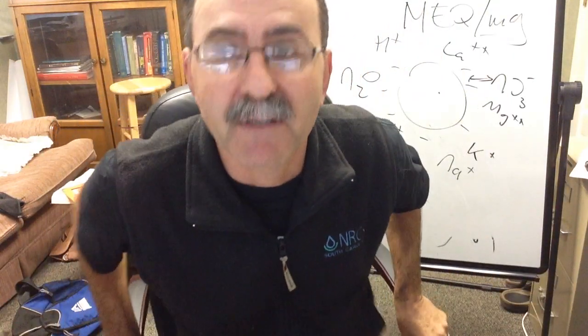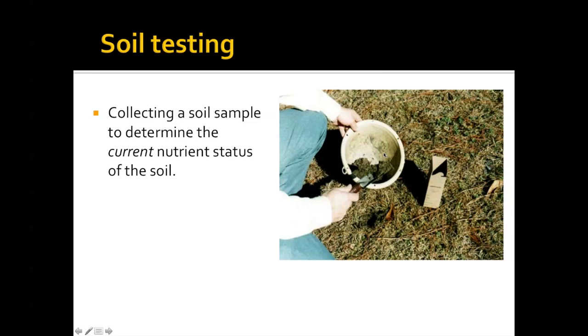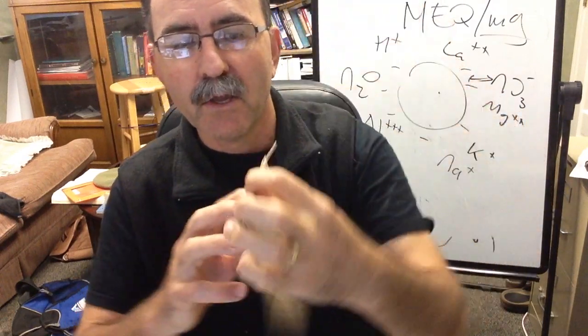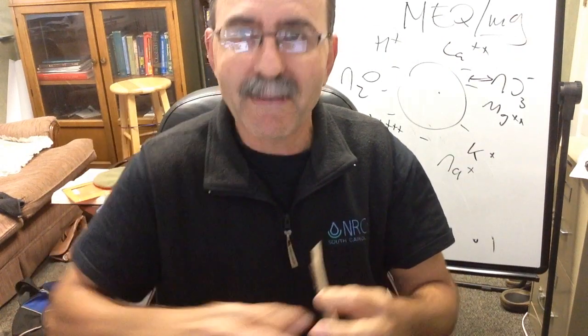And for every acre, you may want to take a composite of, you know, maybe 20 to 30 samples. You really want a representative sample. You'd put it in this bowl over here that you can see here. And then often your land grant university would supply you with a sample bag. You take that composite, you want to mix it up.